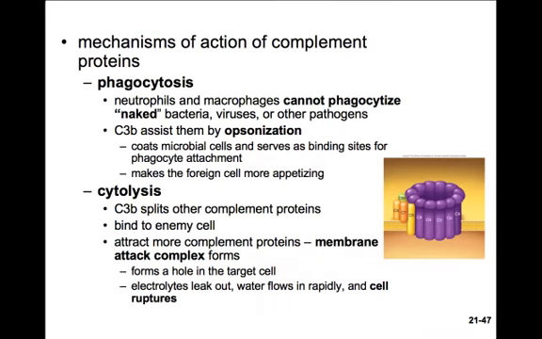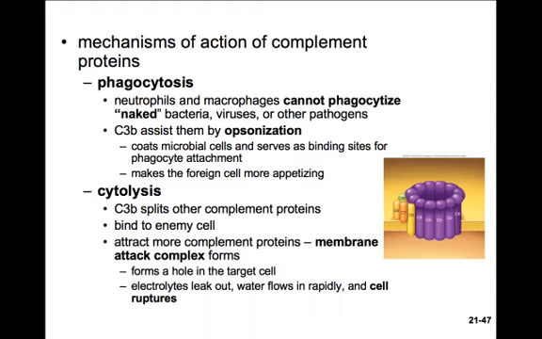So then we need to gobble up invading pathogens. That's in the phagocytosis portion. Neutrophils and macrophages cannot phagocytose naked bacteria, viruses, and other pathogens because they don't recognize them as foreign. So C3b will assist them through the process of opsonization. That is, they coat the microbial cells, and that serves as binding sites for the phagocyte attachment. Basically, it's like sprinkling on a little salt. It makes the foreign cell more appetizing to the neutrophils and the macrophages.